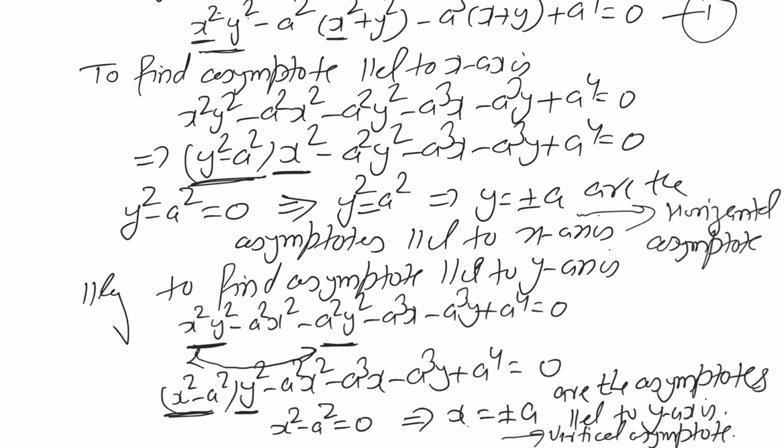This is a direct inference. We don't need to check it. If the degree of the curve is 4 and we already have 4 asymptotes, there is no scope to get more asymptotes than 4, which is the degree of the curve. So this will have no oblique asymptote. So this was the general working rule to find the parallel asymptotes of an algebraic equation.